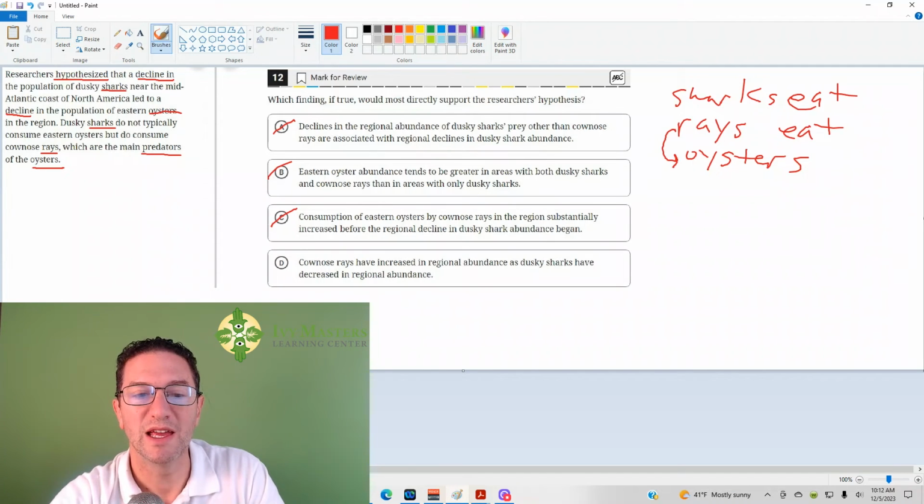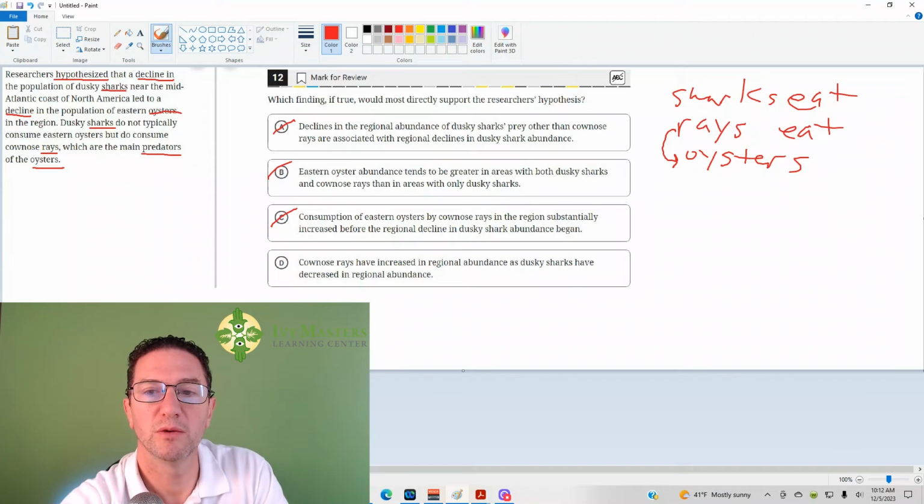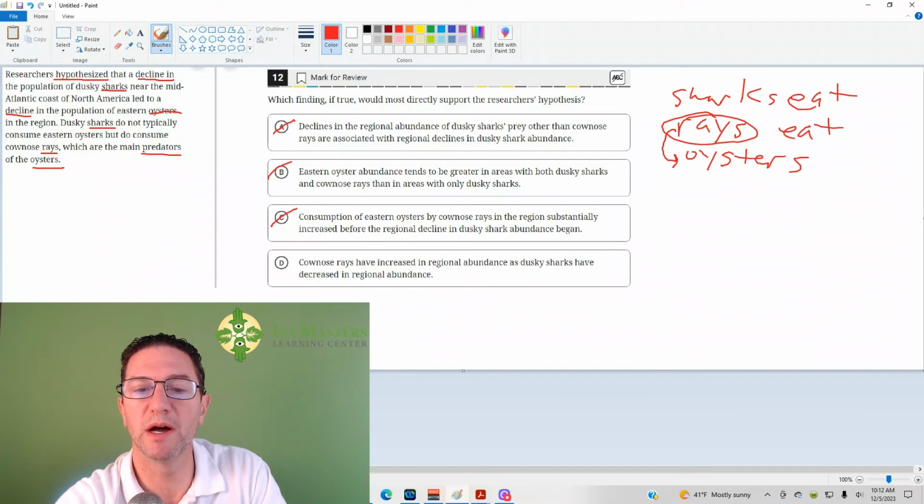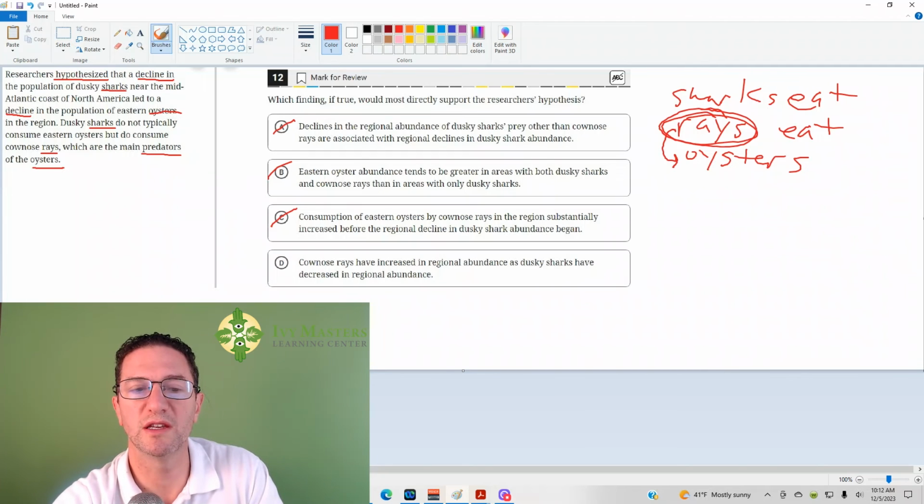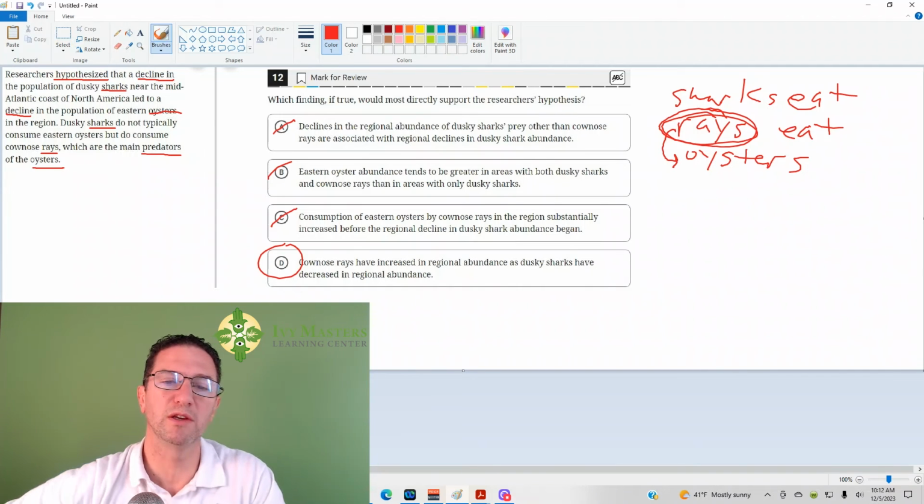Answer is D. Cownose rays, here we go, right here, have increased in regional abundance. So if they've increased, there's going to be fewer oysters, as dusky sharks have decreased in regional abundance. Now, okay, it makes sense that rays are going to increase if there's fewer sharks, because there's no sharks eating the rays. So D is going to be your best answer.